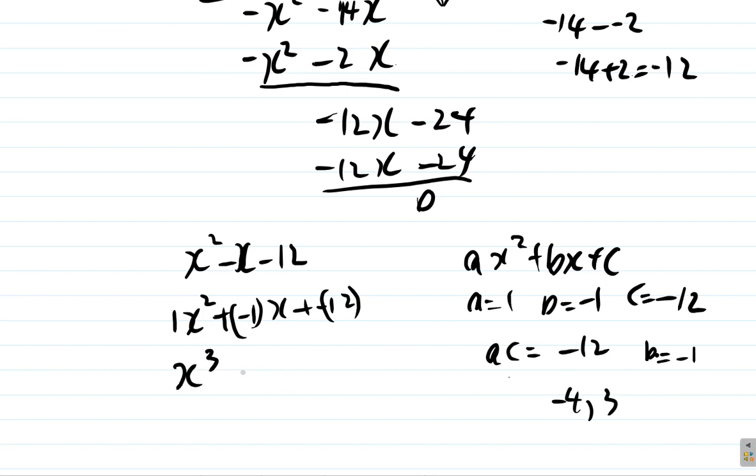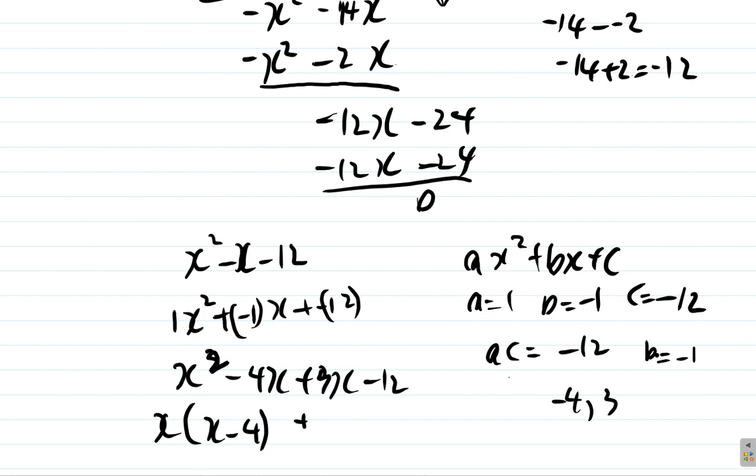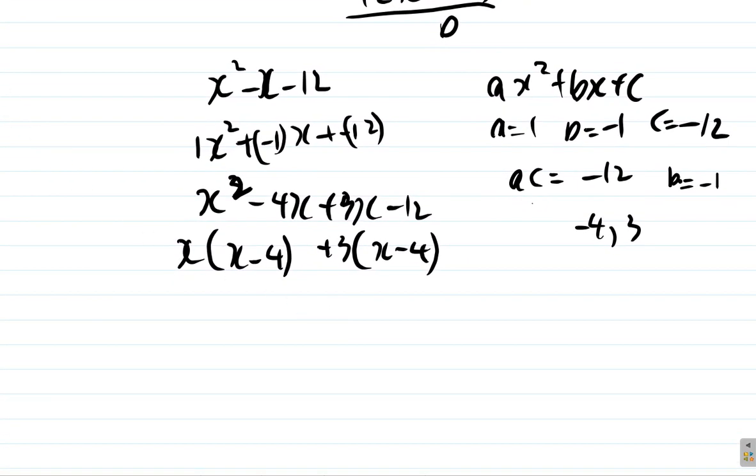So x squared minus 4x plus 3x minus 12. Factorize this and then this. Make sure the same thing is in the brackets. x outside the bracket. Oh, it's x squared. x squared. x minus 4 inside the bracket plus 3 outside the bracket. x minus 4 inside the bracket. You see that? To practice your factorization. Right? A quadratic equation.